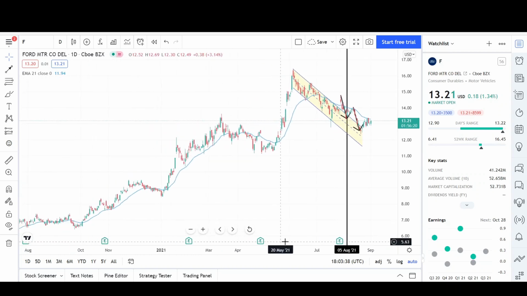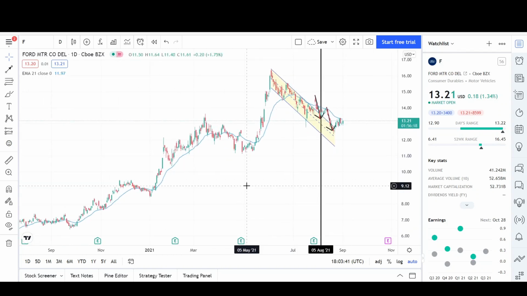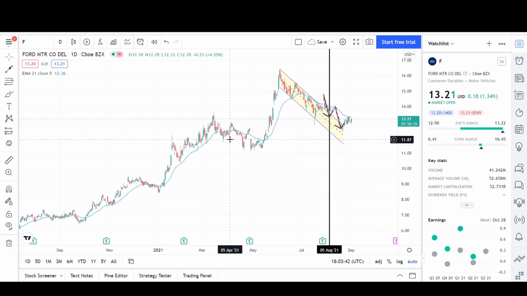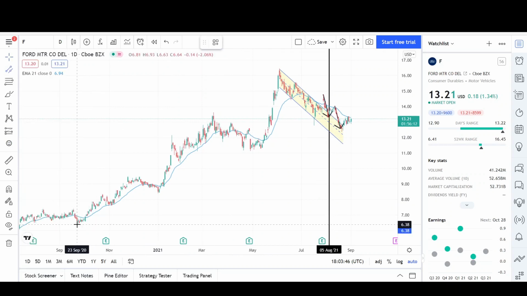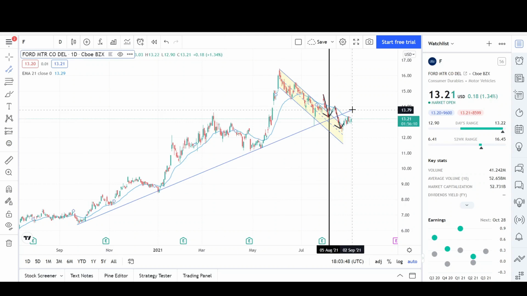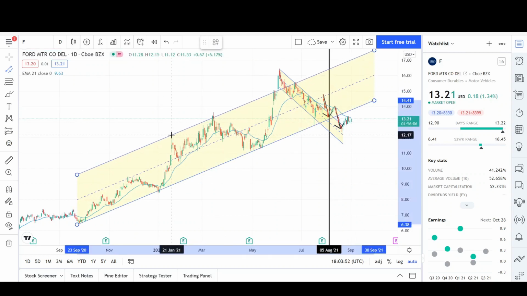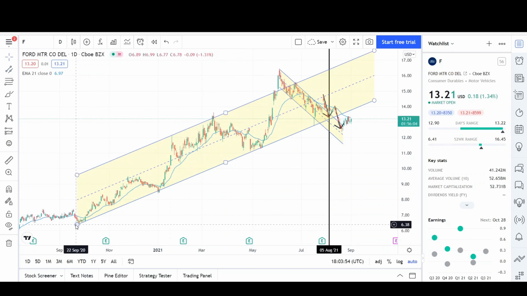So if I just zoom out on the daily chart, I see that this channel is in play. Let me just pull up the channel again. This channel is the one that I see that Ford is potentially inside of, or was inside of. So this one fits pretty nicely.